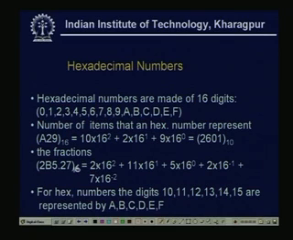Then the place value of 2 is 2, that means it should be 2 into 16 square. Then the place value of B is 1, so it will be 11 into 16 to the power 1. Then 5 into 16 to the power 0, and now after the decimal point the place value is minus 1. So, this is 2 into 16 to the power minus 1, and 7 is 7 into 16 to the power minus 2. So, if we do this computation, we will get the number in the decimal number system.